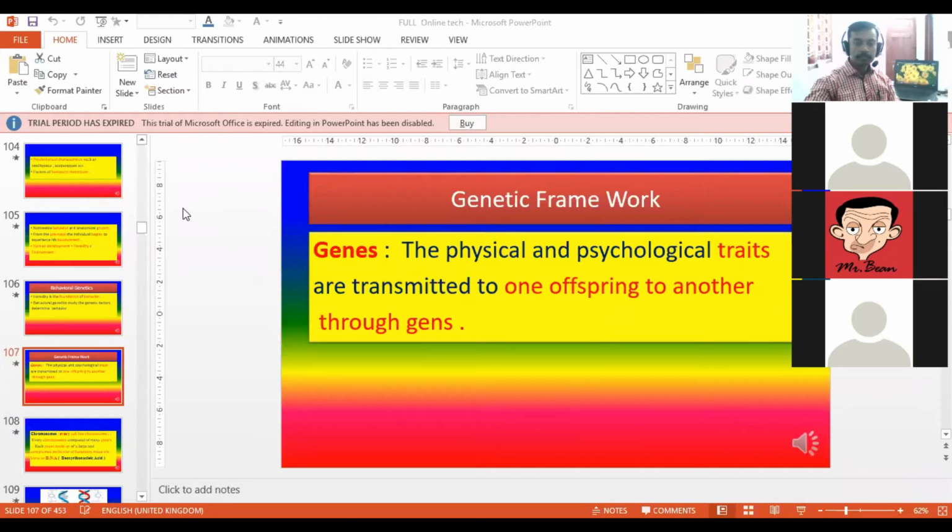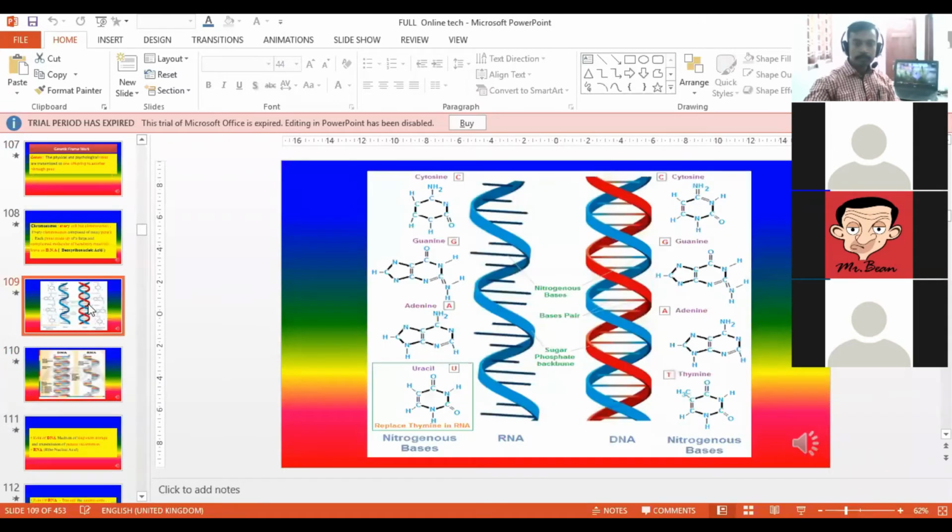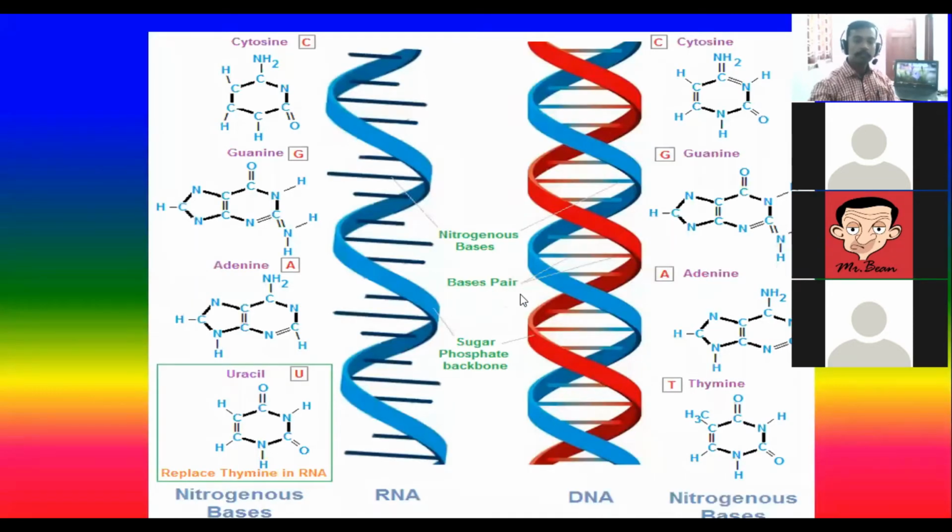Genes transmit physical and psychological traits from one offspring to another through genes. Look at this: RNA, DNA. Look at this picture.